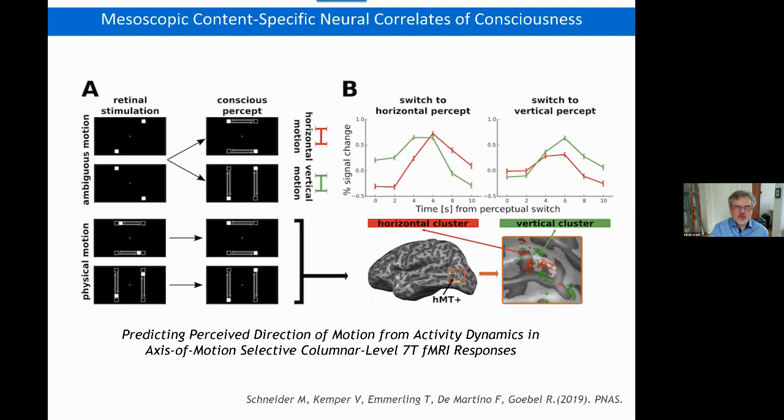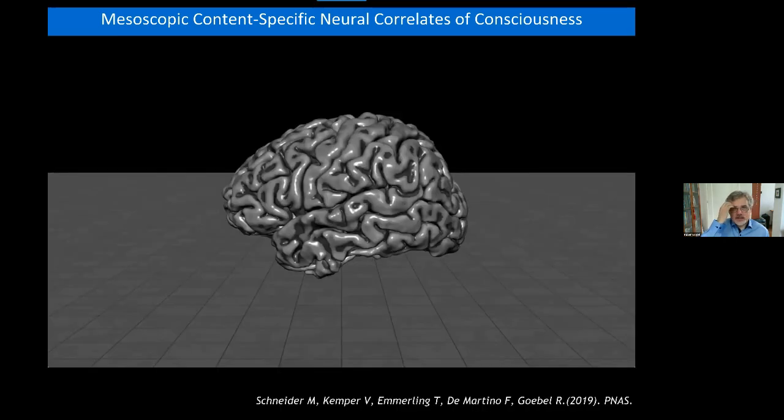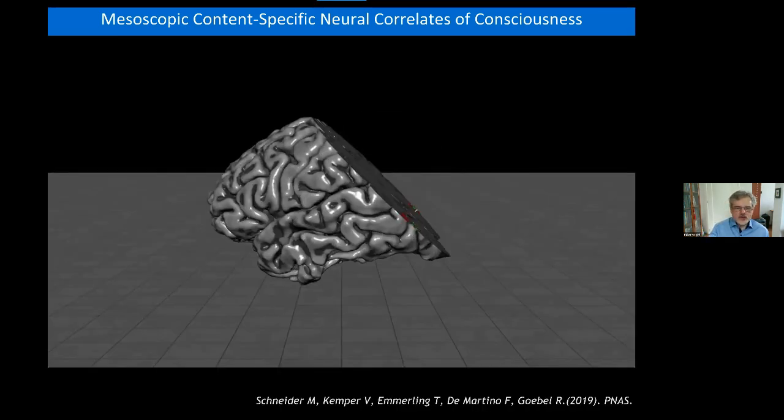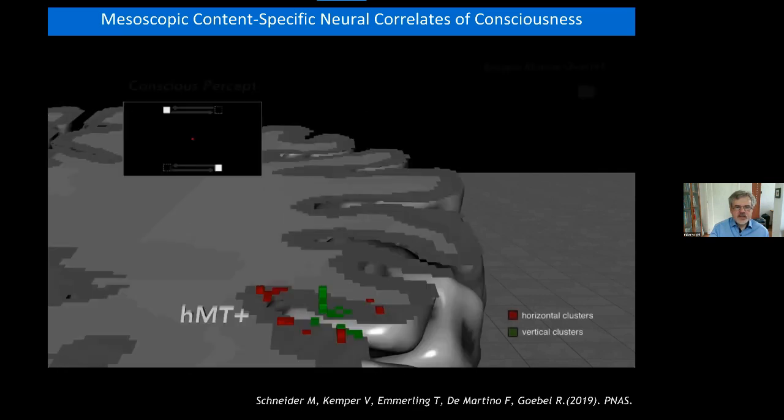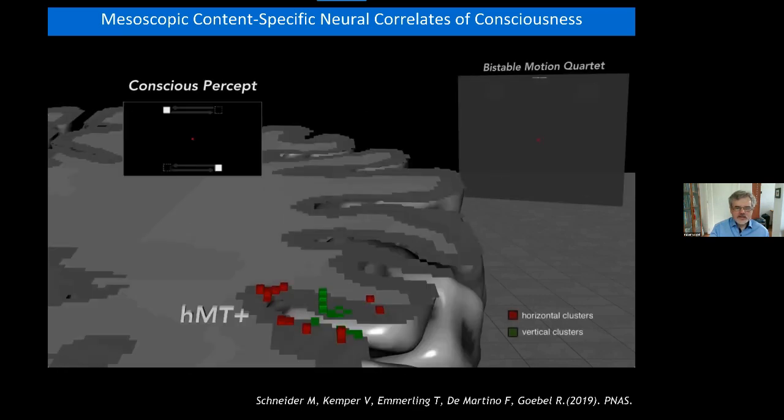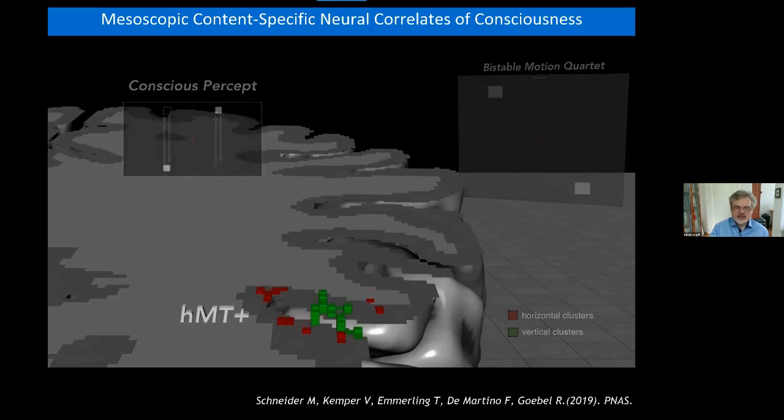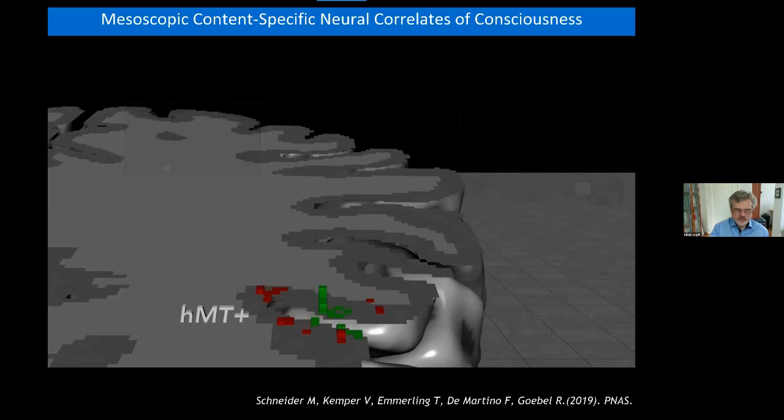To show this in a bit more simplified way, this movie highlights these results. You see here voxels in hMT, and the percept switches now to horizontal, and the red voxels increase, which correspond to horizontal columns. And now when the vertical percept dominates, the vertical clusters increase. Now again, the red for horizontal perceived motion, now again, the green for vertical motion. This is sped up, so the switches are in the order of 5 to 10 seconds, but this is from real data of one participant.